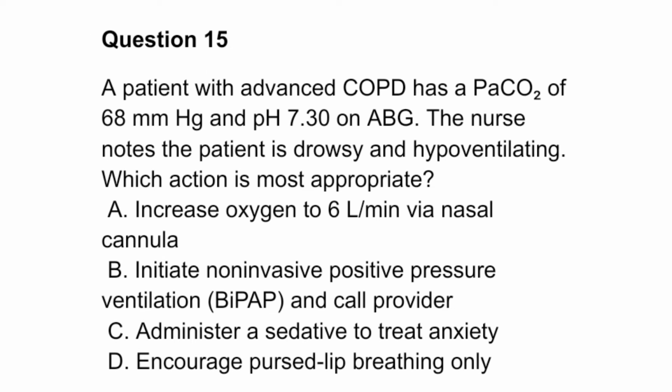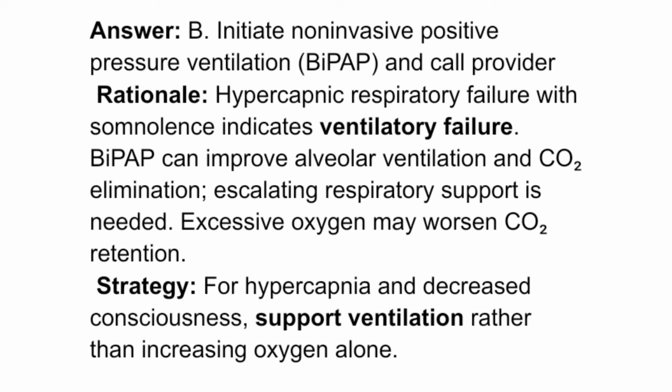Question 15. A patient with advanced COPD has a PaCO2 of 68 mmHg and pH 7.30 on ABG. The nurse notes the patient is drowsy and hypoventilating. Which action is most appropriate? A. Increase oxygen to 6 liters per minute via nasal cannula. B. Initiate non-invasive positive pressure ventilation, BiPAP, and call provider. C. Administer a sedative to treat anxiety. D. Encourage pursed lip breathing only. Answer: B. Initiate non-invasive positive pressure ventilation, BiPAP, and call provider.